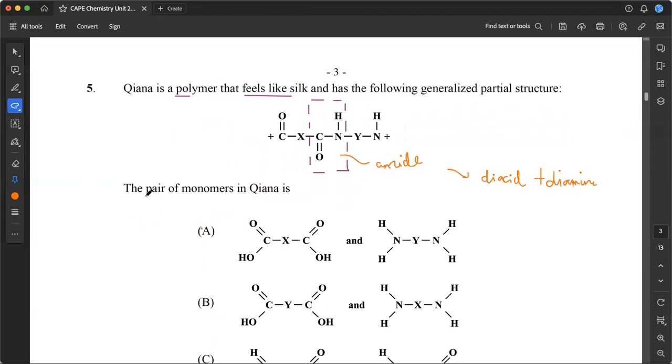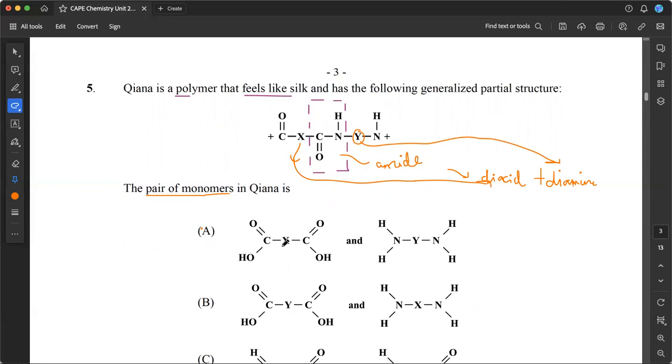So they're asking us the pair of monomers in Kiana. What were the two monomers that gave us this polymer? So remember now, we're looking for a diacid and a diamine. And particularly, the diamine portion is supposed to have the Y, because you see that that's sandwiched between the NHs. And then the diacid should have X in its monomer. And so this should be in our diacid. So we're going to look for something that has that, okay?